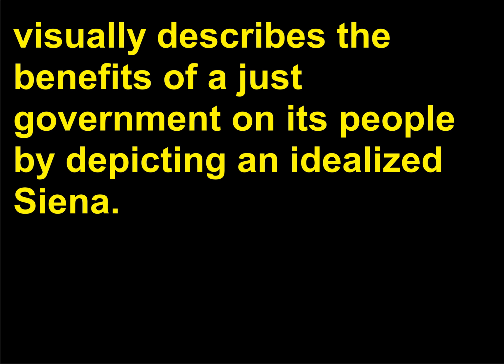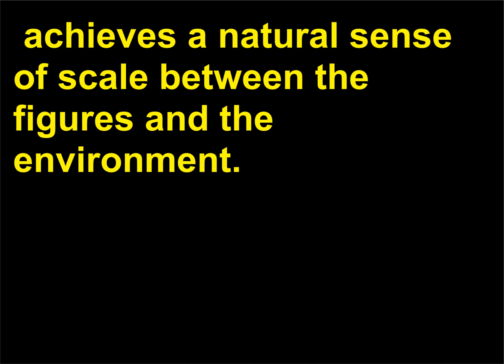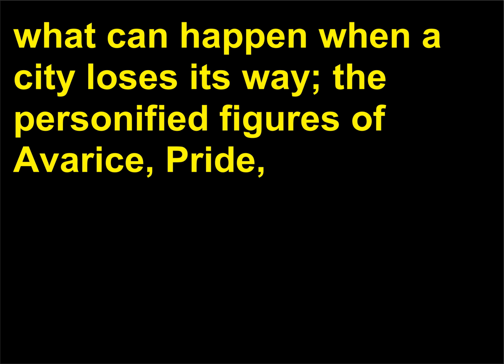The complex fresco, filled with beautiful, multicolored buildings and allegorical figures, achieves a natural sense of scale between the figures and the environment. On a nearby wall in the palazzo, the allegory of bad government in the city shows what can happen when a city loses its way. The personified figures of avarice, pride, and glory lurk above the head of a brutish ruler while the people of the city suffer.